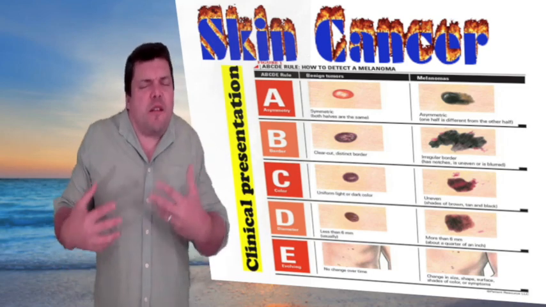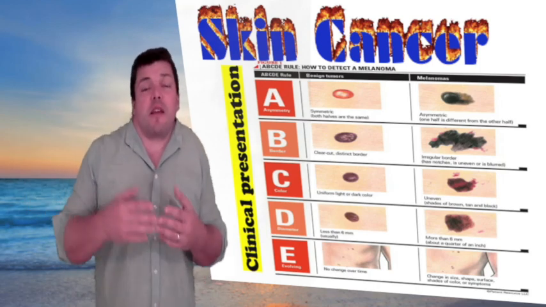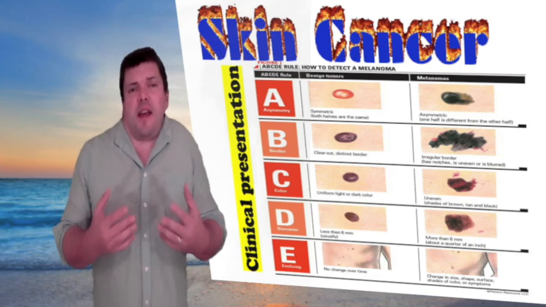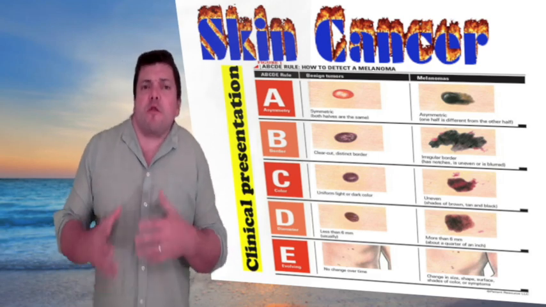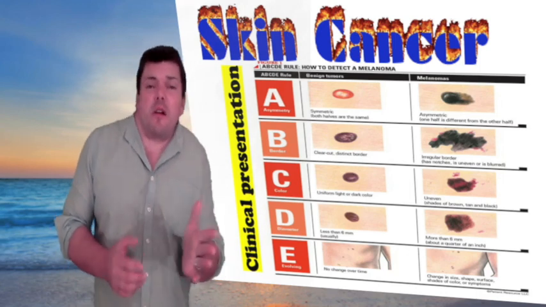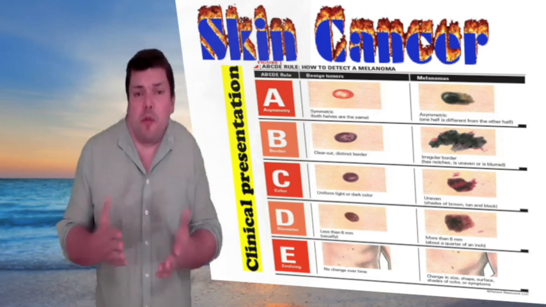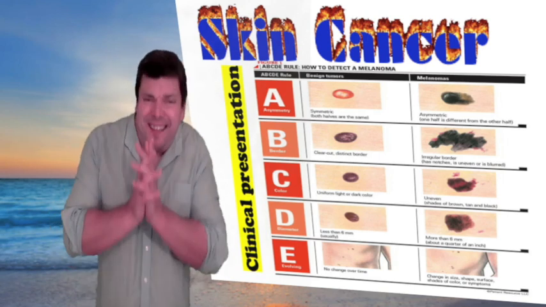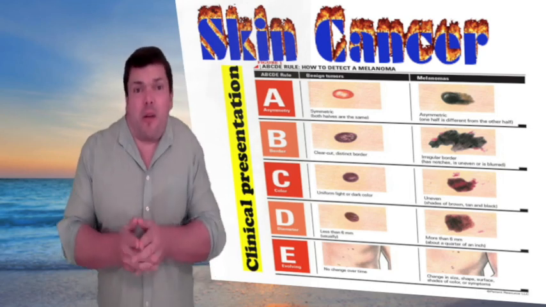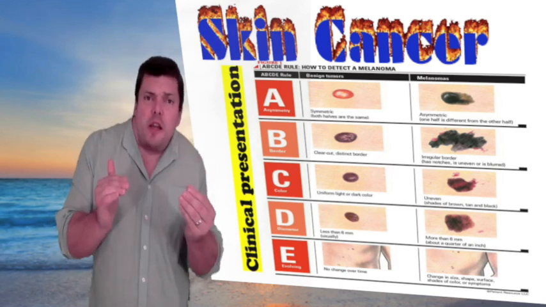ABCDE is a very popular assessment mnemonic for lesions on the skin that are perhaps worrisome for skin cancer. A is for asymmetric, B is for border or border irregularity, C is for color, even color versus color that changes throughout the lesion, D is for diameter or how large the lesion is, and E is a critical one, and it's the one that your patients will inform you about, and that is evolving or evolution. How has the lesion changed over time?